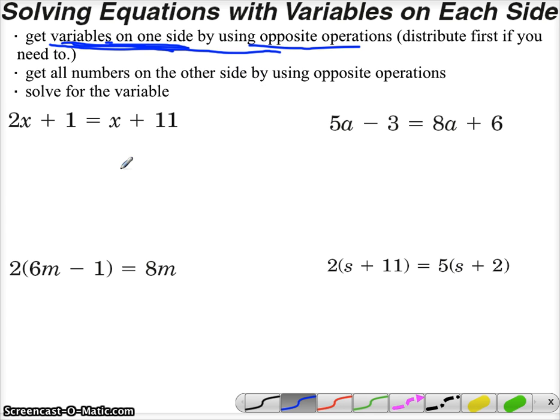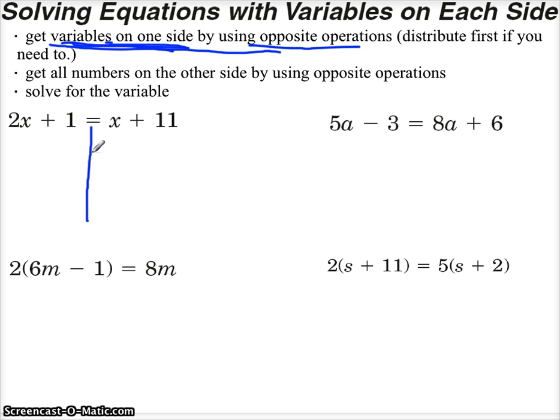So this first one, I want you to get in the habit, draw your line down where the equal sign is, and then whatever you write on one side, you have to write the same thing on the other. So here, if we're going to get our variables on one side, I'm going to minus the x. 2x minus x is 1x, plus 1 equals 11.